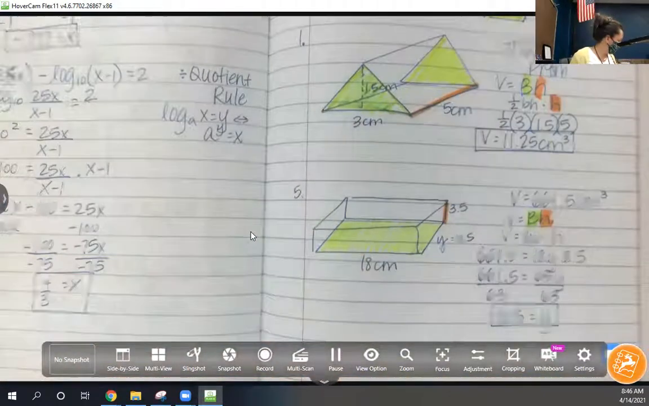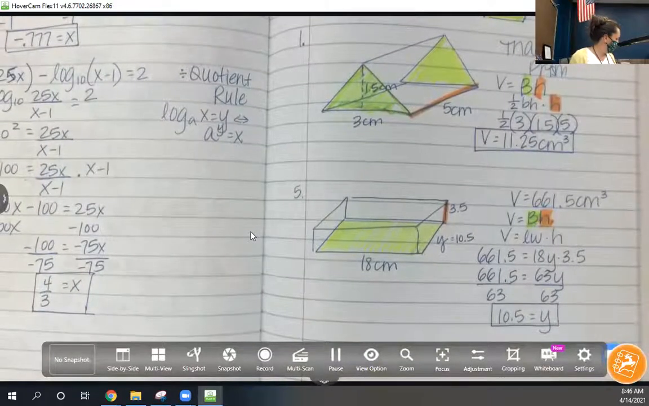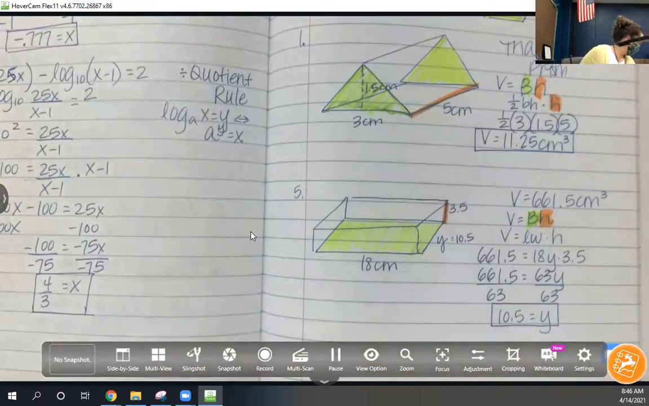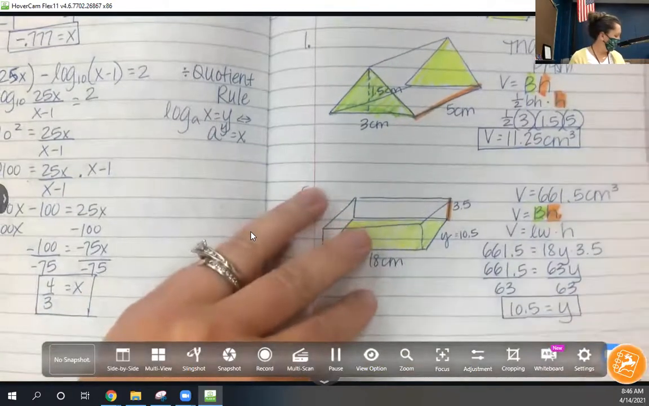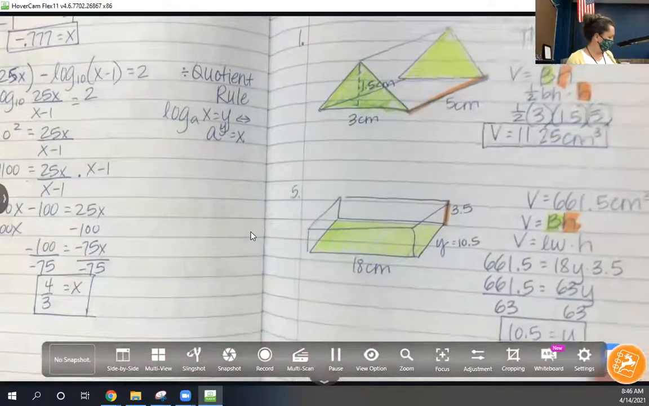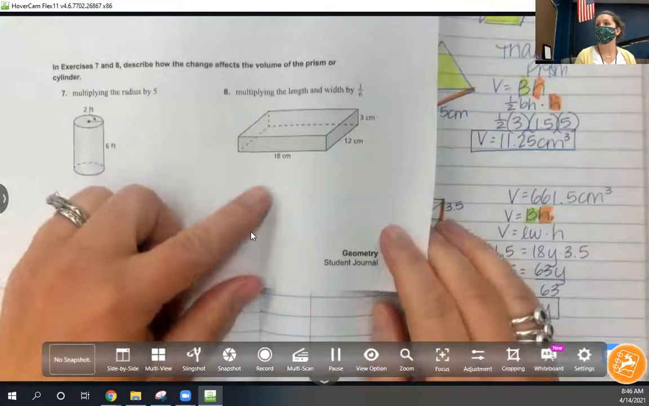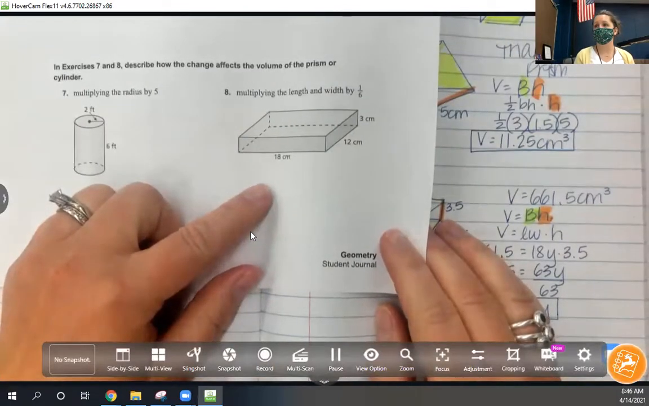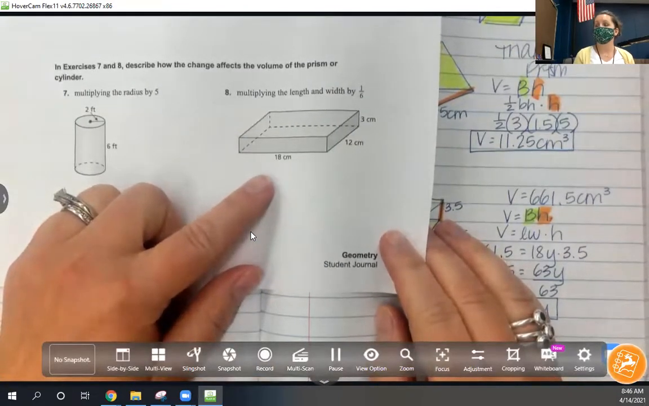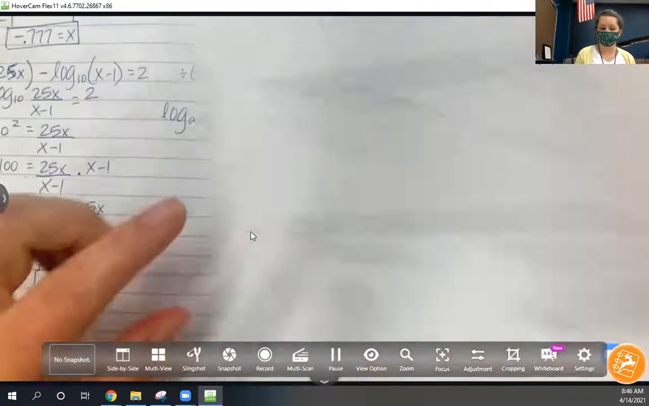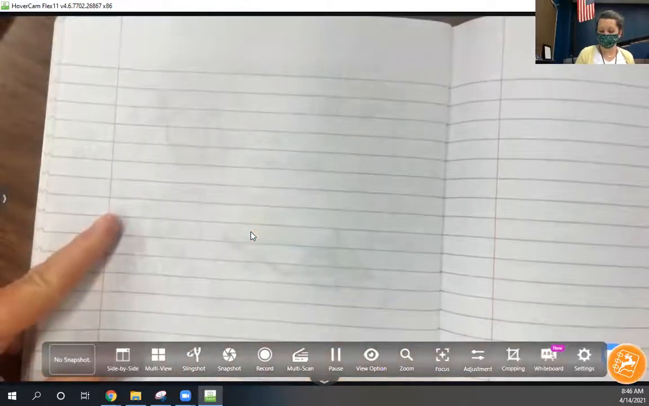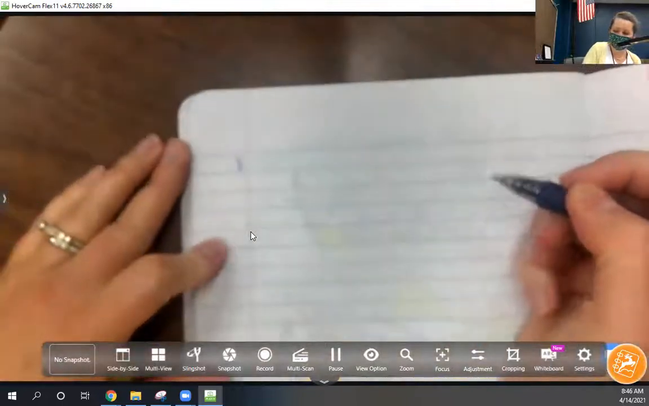Let's look at our next example here. I have: describe how the change affects the volume of the prism or cylinder. I'll show you what I'm reading. Describe how the change affects the volume of the prism or the cylinder when you multiply the length and width by 1/6. So let's see. I want to see what happens when I change the value. So this is number 8, right?